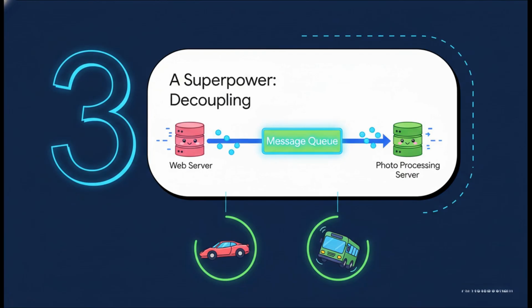This one simple change unlocks an architectural superpower, and you're going to hear this word a lot, decoupling. This is absolutely crucial. It means our web servers and our photo processing servers, they don't even have to know about each other anymore. They operate completely independently.